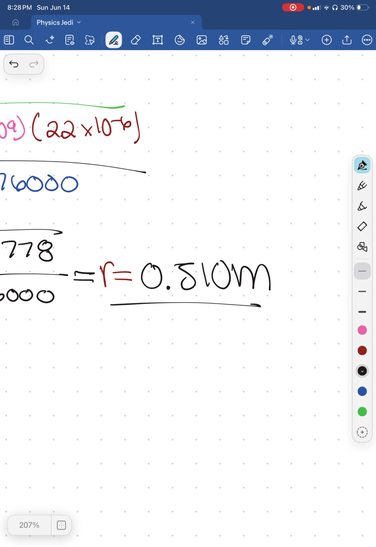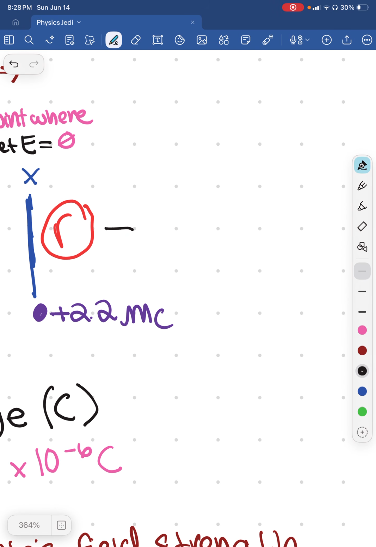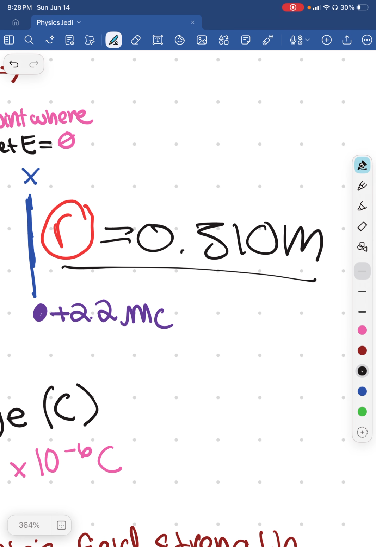This answer makes sense, but yeah, thanks for watching my Jedi lesson. We get to plug in our beautiful answer right here. Oh, just delete like that. Love that. But yeah, that is our r value.